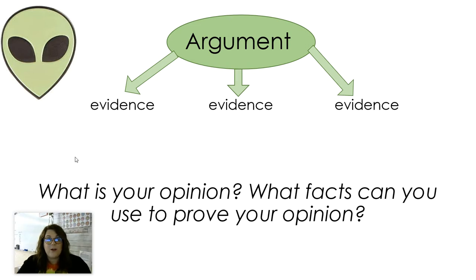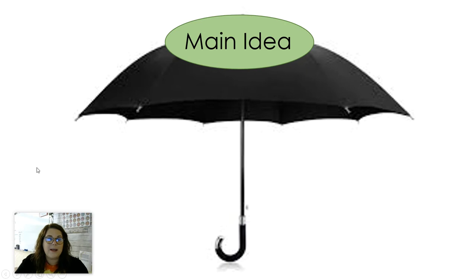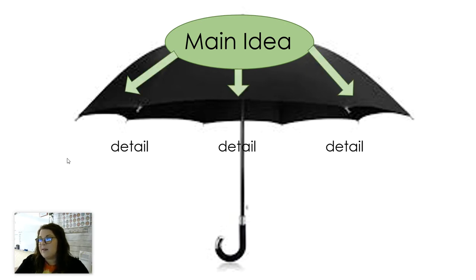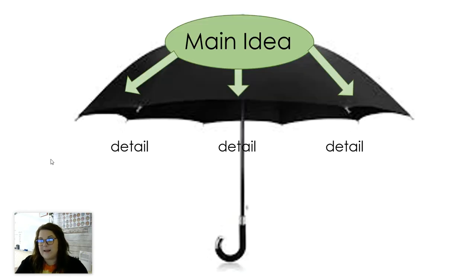So, we're asking the question, do aliens exist? And that's something that I'm asking you this week. What is your opinion? In order to collect evidence and formulate this opinion, we've been talking about main idea. We started a little bit of this yesterday. Main idea is something that we support with details. So, what we are doing this week is determining the main idea of a text and explaining how that's supported by details. So, this comes to that umbrella model.